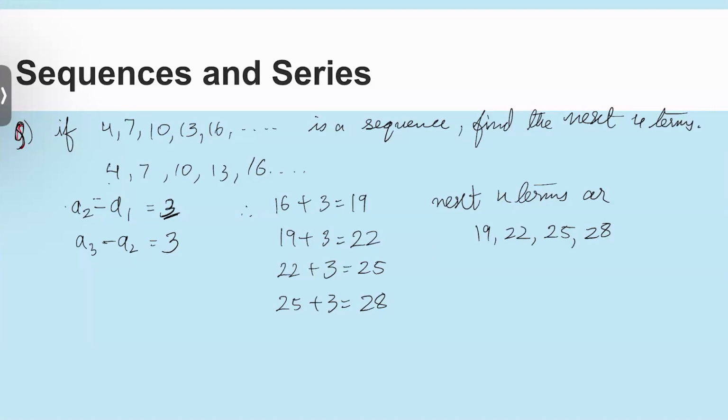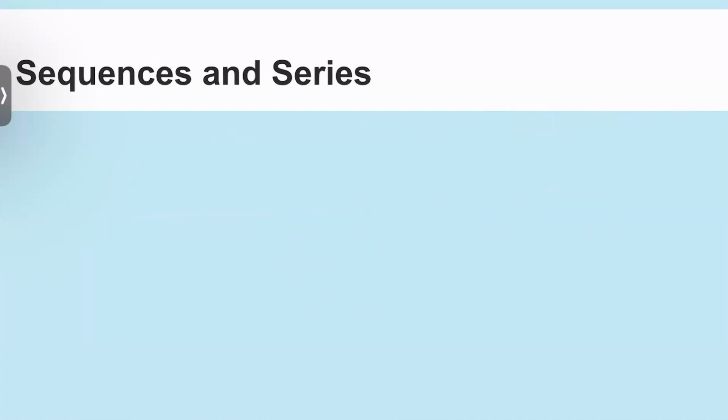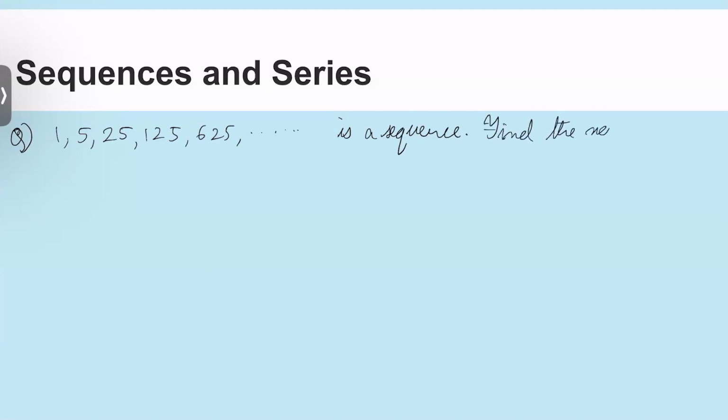For now we are only dealing with easy examples to understand what exactly goes on when we are trying to have a sequence. Suppose the next is 1, 5, 25, 125, and 625, and so on, is a sequence. Let's find the next 2 terms.